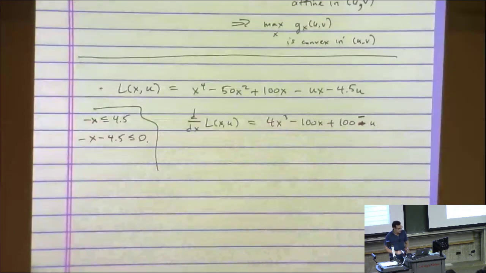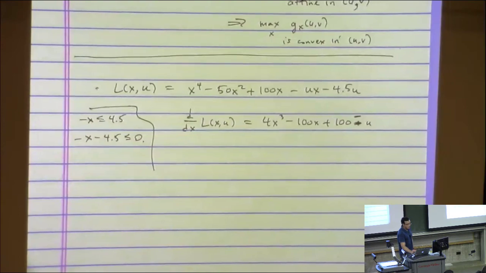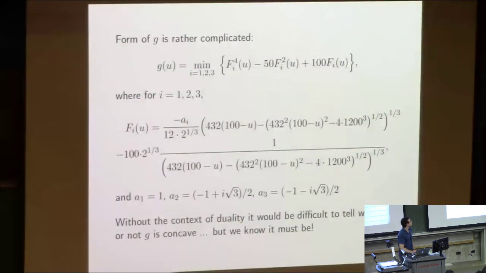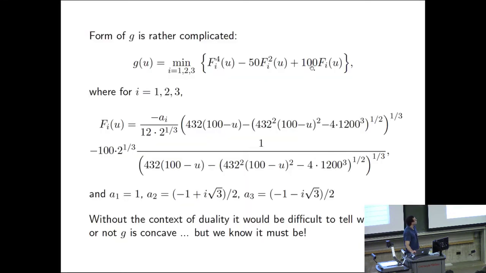So once I plug in for those roots and define the dual function accordingly, that gives me this, which is complicated. And the details are actually not interesting or important. But what is interesting is that this thing is a concave function of u. Okay? This is an extremely messy function that is concave in u.